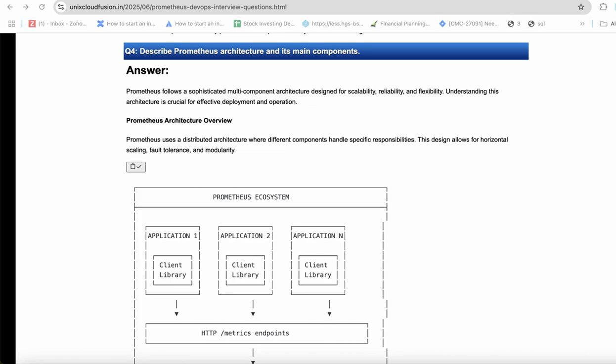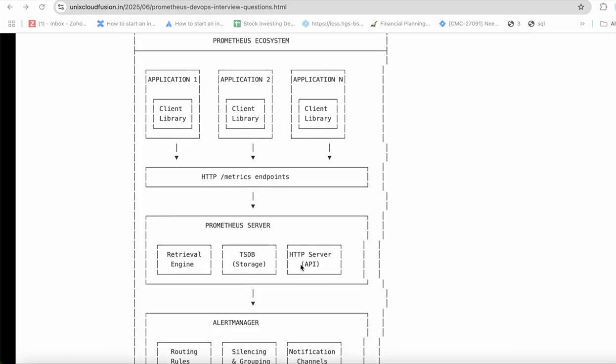Now, Prometheus comes with a sophisticated multi-component architecture which helps in the scalability, reliability, and the flexibility for collecting the metrics. It's essential to understand the architecture because of the way you are going to deploy and manage the Prometheus going ahead. It basically uses a distributed architecture where different components handle specific responsibilities. We have an architecture diagram which is available on our blog, so you can go ahead and take a look into it more deeply.